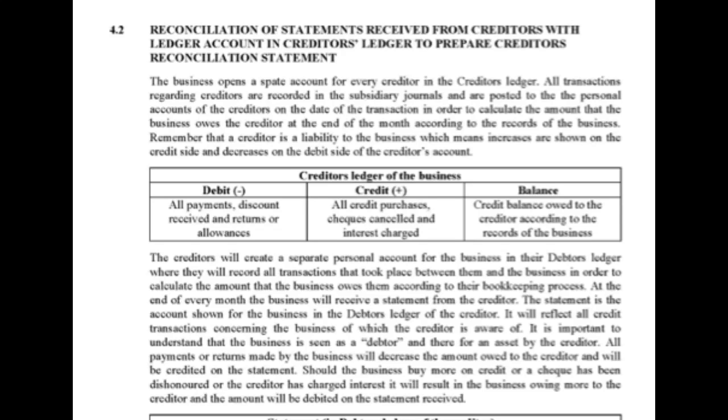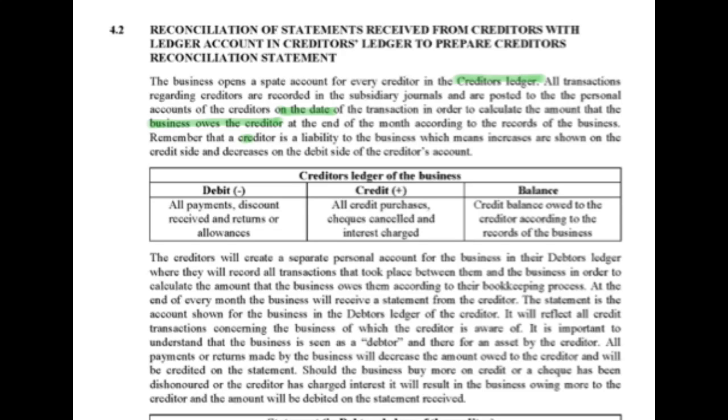So the business opens a separate account for every creditor in the creditor's ledger. All transactions regarding creditors are recorded in the subsidiary journals and are posted to the personal accounts of the creditors on the date of the transaction, in order to calculate the amount that the business owes to the creditor at the end of the month, according to the records of the business.